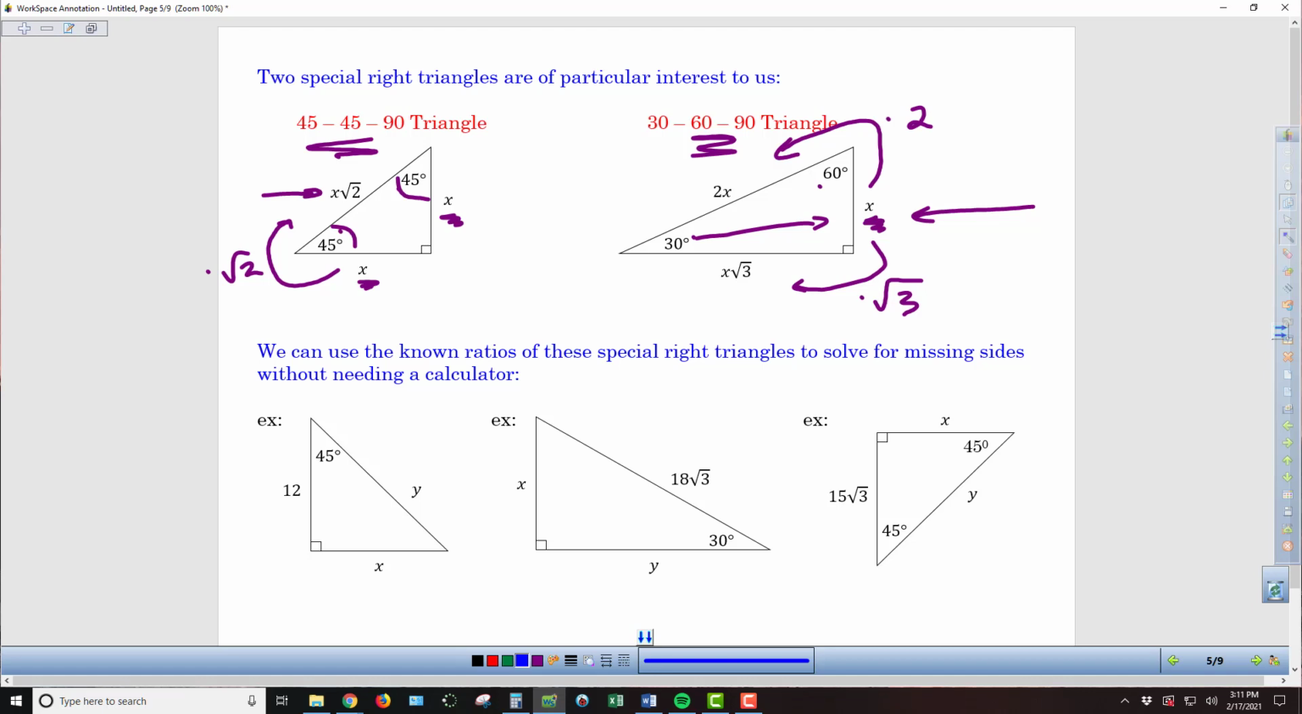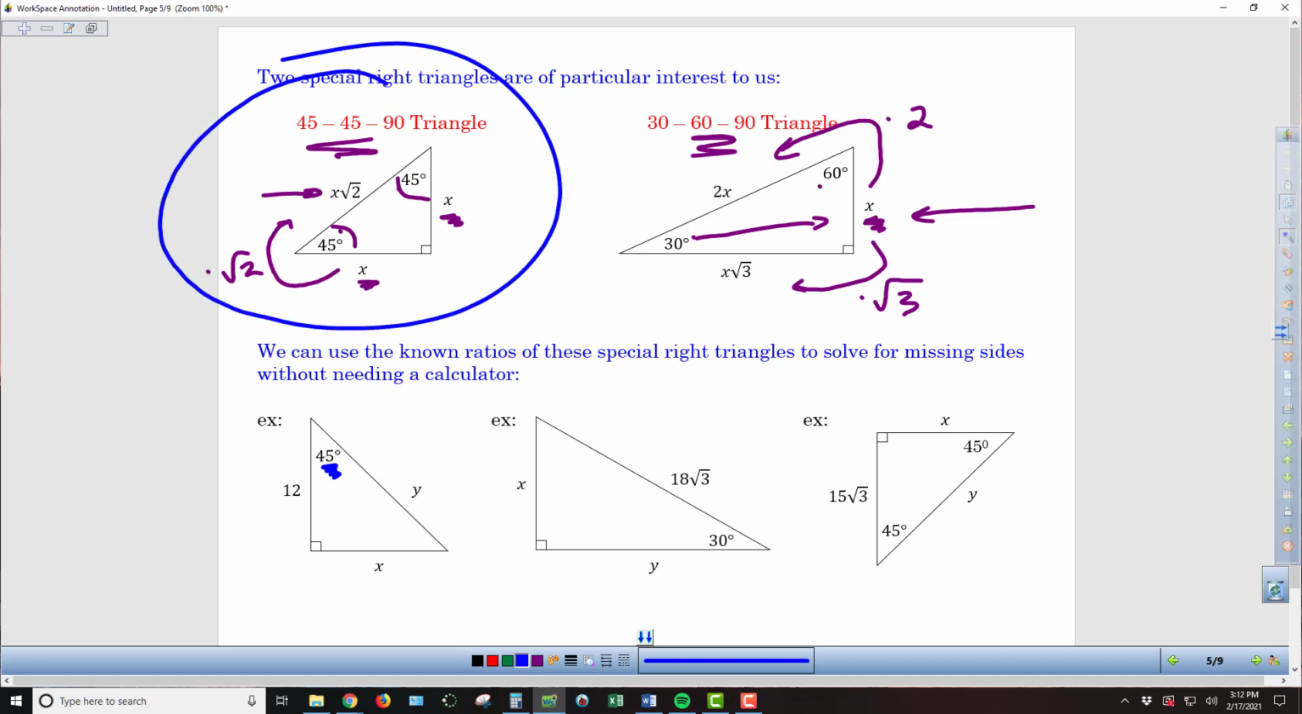So in the first example here, we can see that we have a 45-45-90 triangle. So we're operating with this one right here. We can see that we're given one of the legs. It's not the side across from the 90-degree angle, so it's one of the legs. So that means I know that x is going to equal 12 as well. I know that both of these angles are 45 degrees. That means both of the sides across from those are going to be the same length. So that's going to be 12. And then to get from the leg to the hypotenuse, I'm going to multiply by root 2. So 12 times root 2 means that this side is just going to be 12 root 2.